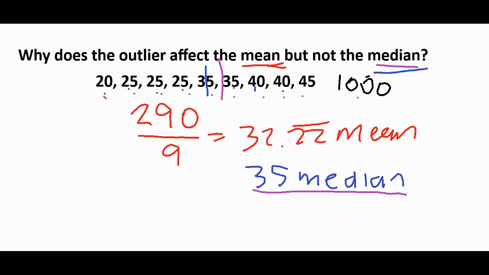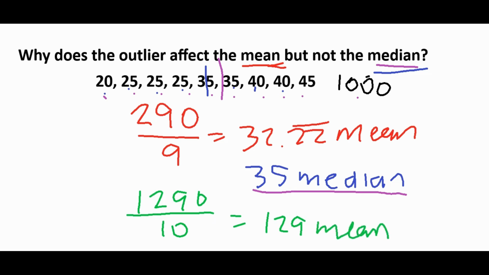But when it comes to the mean, let's use green for the mean now. Now we have to add up all these numbers. Instead of 290, I'd have 1,000 more than that. I actually have 1290 that I need to account for. And I'm going to divide not by 9, but by 10 data samples. So when I do that, my mean, my average, is now not 32.22, it's 129. That's the new mean. So having an outlier really affects the mean because we're taking into account all the values.